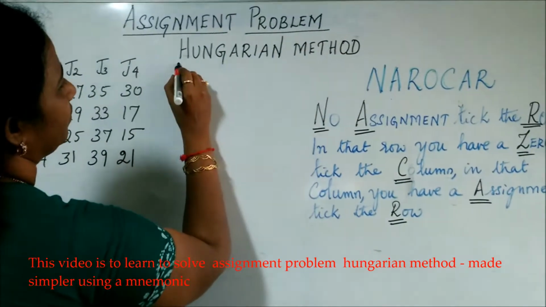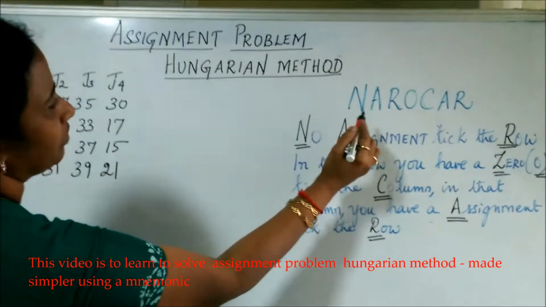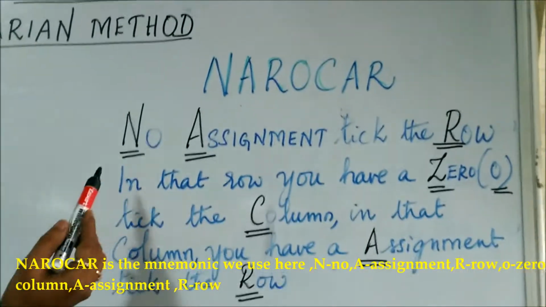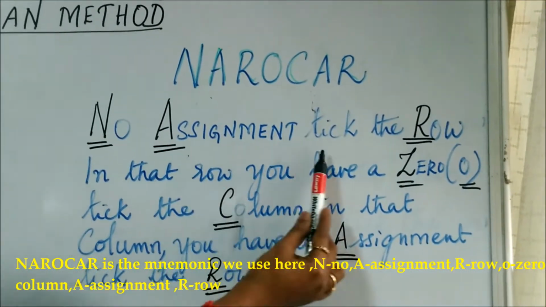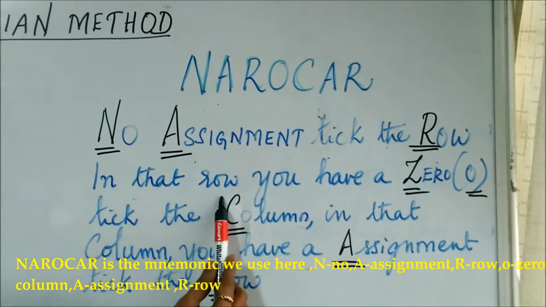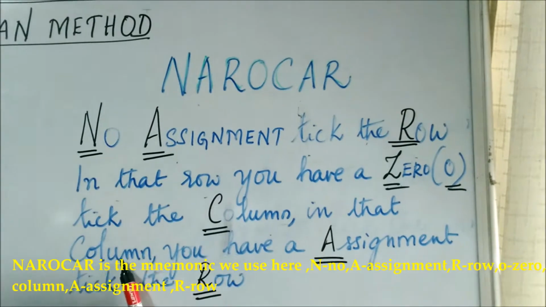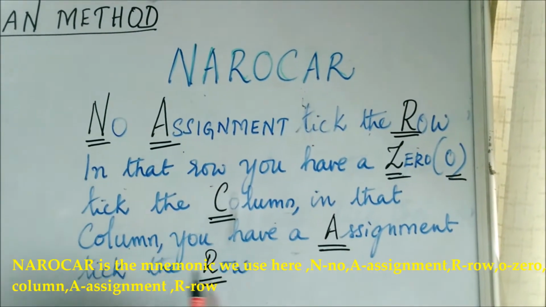We are now going to learn the assignment problem, Hungarian method, with the help of NARROW-CAR, a mnemonic. Here goes the mnemonic, NARROW-CAR. No assignment, tick the row. In that row you have a 0, tick the column. In that column you have an assignment, tick the row, and it goes in cyclic order.